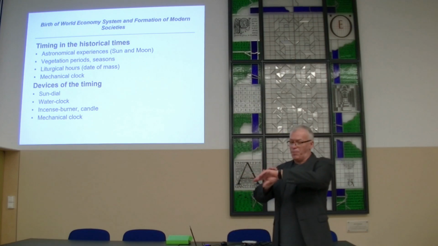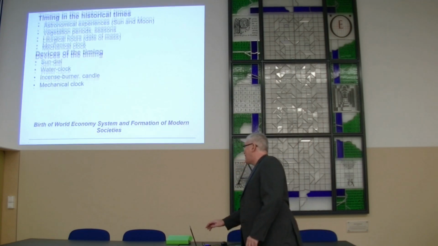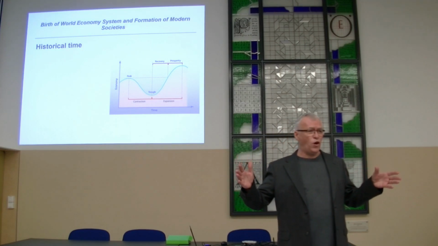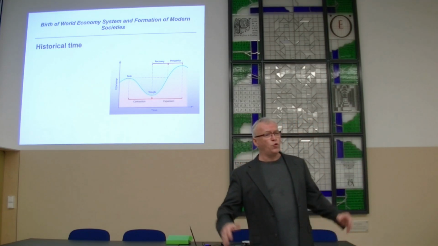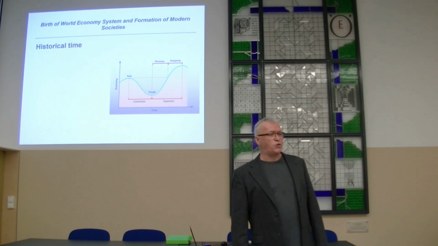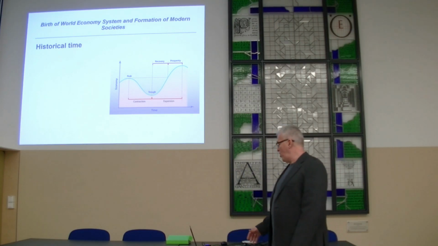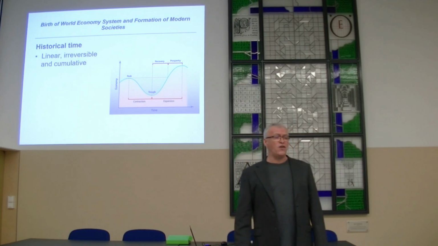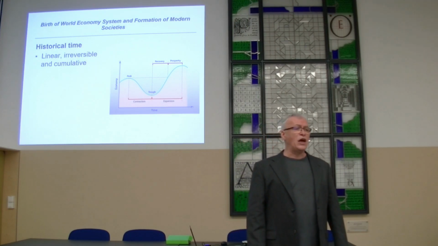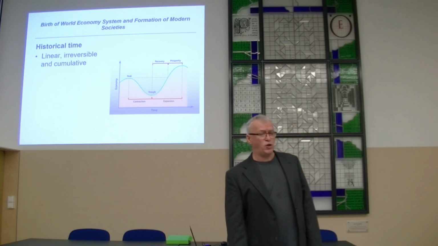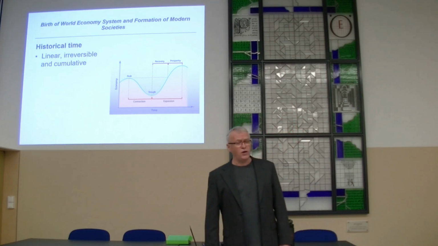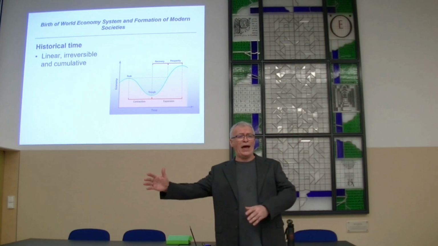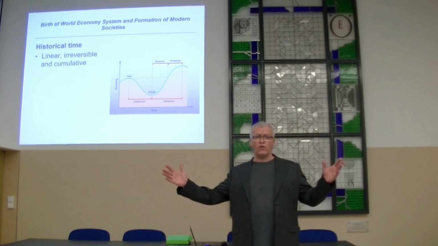And finally the mechanical clocks appeared. But if we look at history as an academic discipline, two types of description of historical time are used. The first one is a linear, irreversible, and cumulative time conception. What does that mean? This conception was generally accepted until the end of the 19th century.